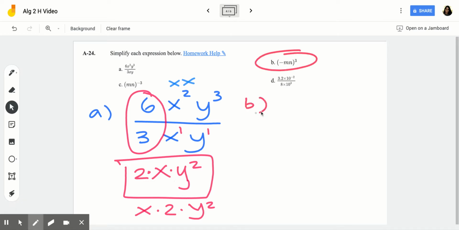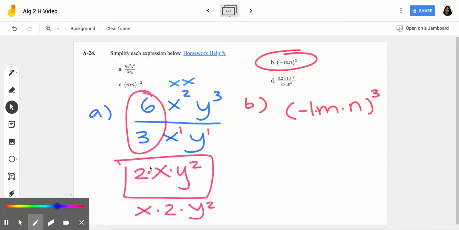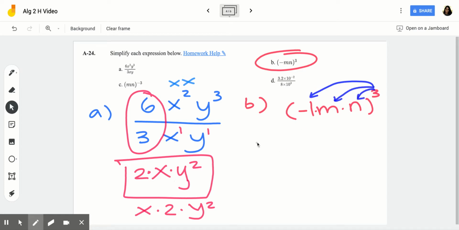So for B, I'm going to write it out, negative mn cubed. Now, it's a little confusing with the negative. The negative doesn't belong to the m. It's really saying negative 1 times m times n. Now, I'm going to distribute this cubed into all 3 parts. So I'm going to do negative 1 cubed, m to the 1 cubed, n to the 1 cubed. So I distributed the 3 into all 3 parts, and I added a little 1 here so that we could realize we're going to multiply these two.